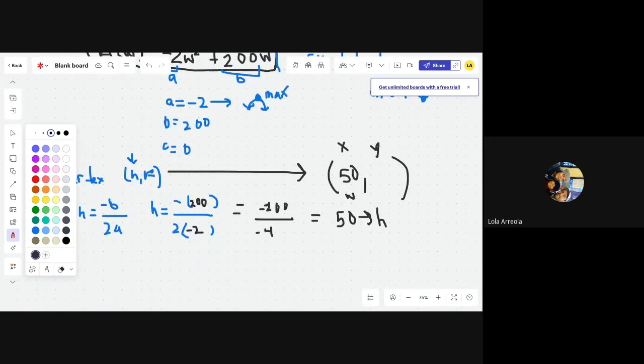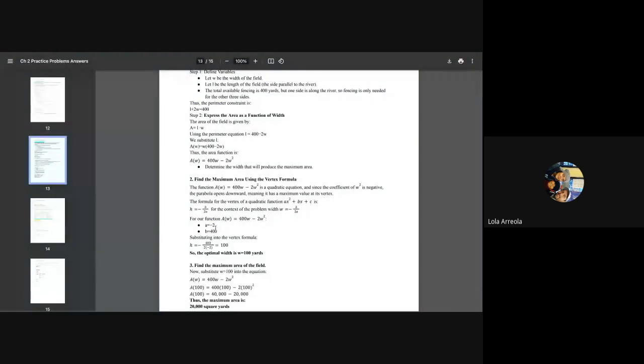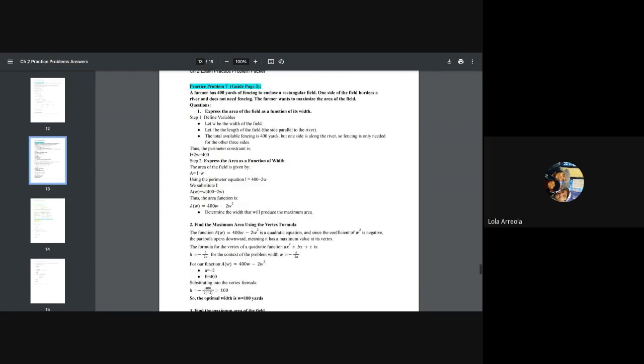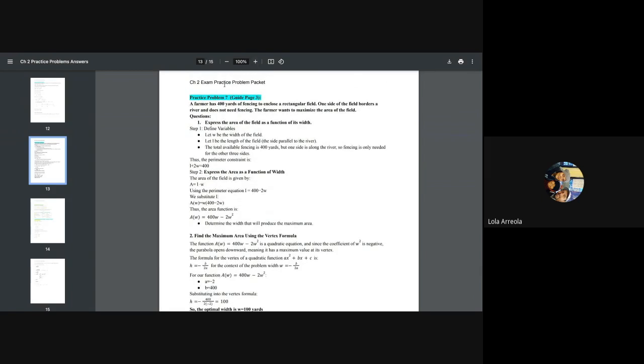So what we answered so far of the problem, find the maximum area using the vertex formula: we solved first for the max width, which is the optimal width, which is h. Notice h is equal to negative 400 divided by negative 4 equals 100. Oh, you know what? I read the problem wrong. A farmer has 400 yards of fencing. I accidentally wrote down 200. But that's okay. It's the same setup.